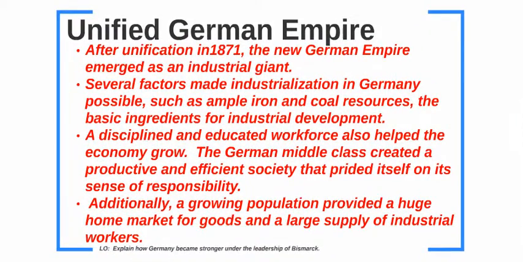A unified German empire. After unification in 1871, the new German Empire emerged as an industrial giant. Several factors made industrialization in Germany possible, such as ample iron and coal resources, the basic ingredients for industrial development. A disciplined and educated workforce also helped the economy grow, and the German middle class created a productive and efficient society that prided itself on its sense of responsibility. Additionally, a growing population provided a huge home market for goods and a large supply of industrial workers.